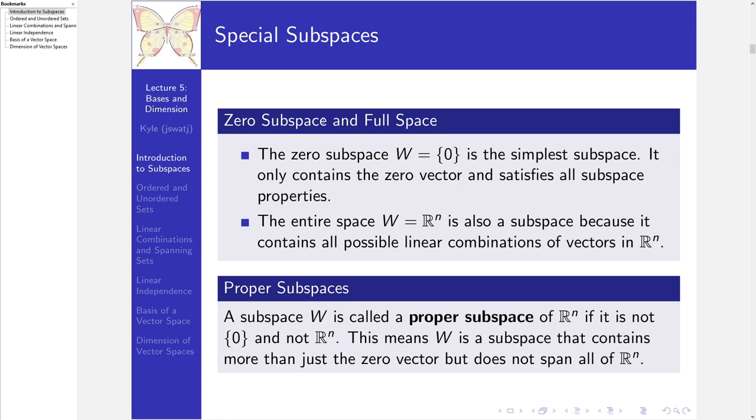Another example is the 0 subspace and the full space. The 0 subspace is just the 0 vector. It's the smallest subspace. And there's also the entire space itself. So those 2 are called trivial subspaces of a given vector space. And then there's also proper subspaces, which are ones that are not trivial. So more than just a 0 vector and less than the entire space. Somewhere in the middle.